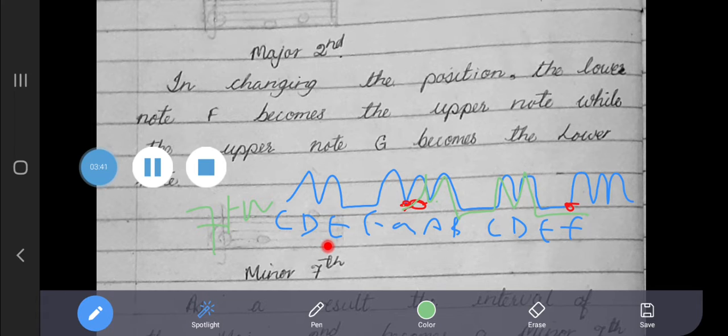So there is a pattern, children. You need to know that when a second is inverting, it becomes a seventh. If the interval is a second, when inverted it becomes a seventh. So like that there is a pattern.